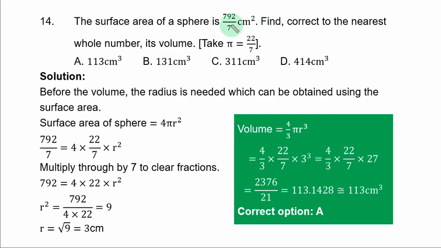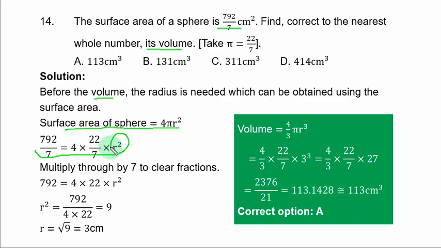Question 14. The surface area of a sphere is 792 over 7 square centimeters. Find, correct to the nearest whole number, its volume. Solution. Before the volume, the radius is needed, which can be obtained using the surface area. For a sphere, surface area is equal to 4 pi r squared. Surface area is 792 over 7 equal to 4 times pi times r squared.